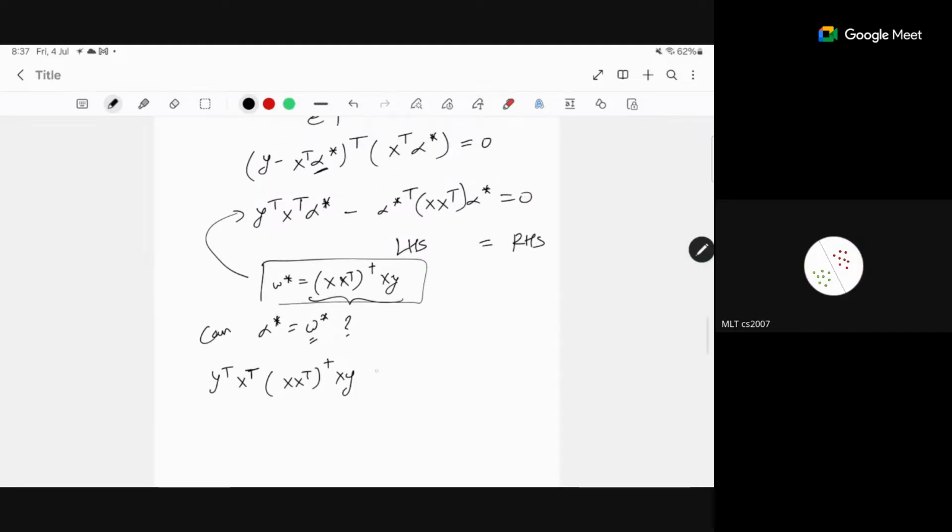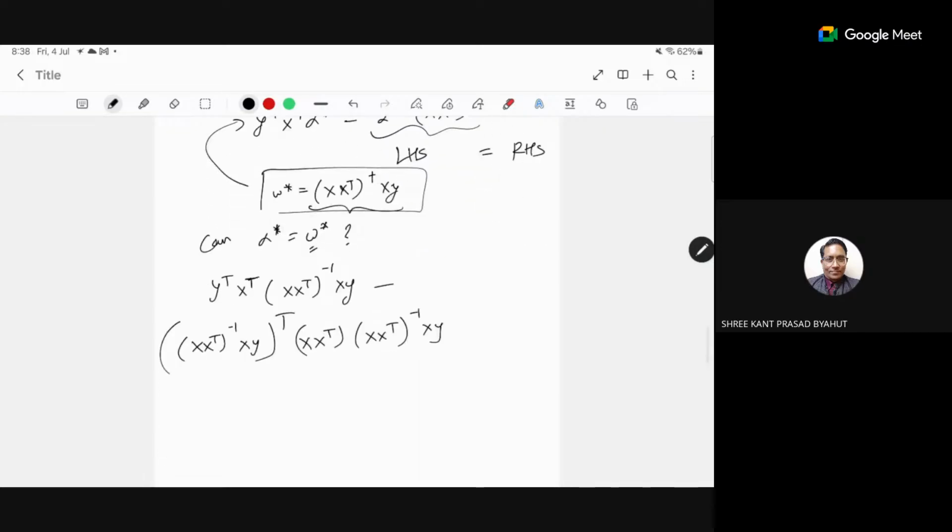I'll just keep it here, with the minus sign, and write it down. So it will be X X transpose pseudo inverse, or the transpose of this, XY transpose. Write the inverse here, and alpha star transpose is this alpha star transpose again.